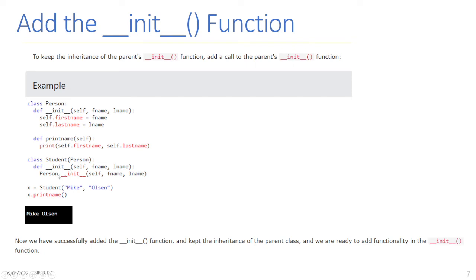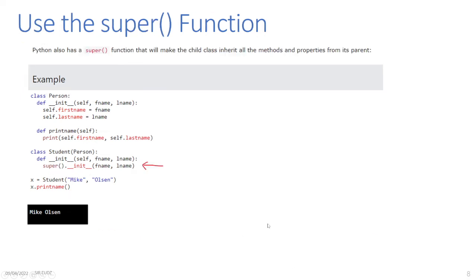If you want to use the init function of the parent class, we have to call it. So person init self name. Then x equals student Mike Olsen. Then print x name, so Mike Olsen. In this case, the init function here is actually similar to the init function of the person class, or the parent class. So now we have successfully added the init function and kept the inheritance of the parent class, and we are ready to add functionality in the init function.